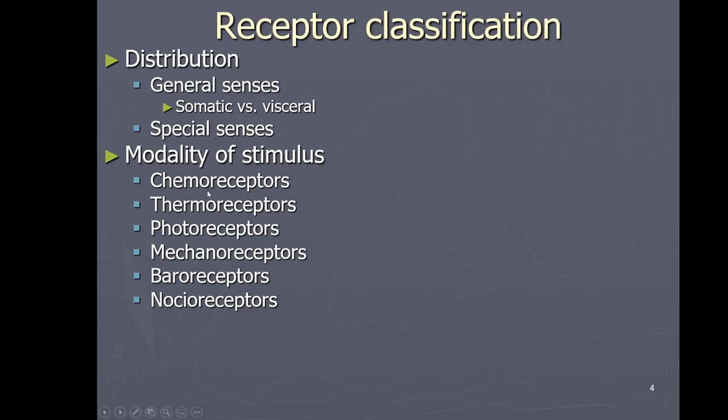So chemoreceptors respond to chemical stimuli. Thermoreceptors respond to temperature. Photoreceptors respond to light. Mechanoreceptors respond to mechanical stimuli like stretch. Baroreceptors respond to pressure. And nociceptors respond to pain. So be familiar with what each of those receptors responds to.